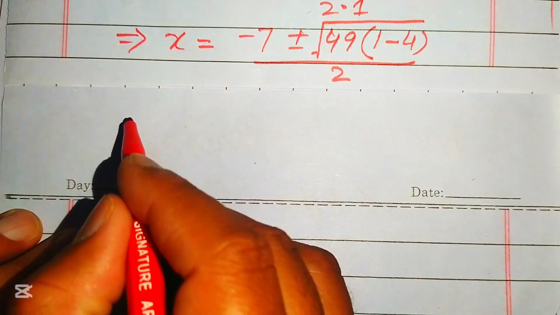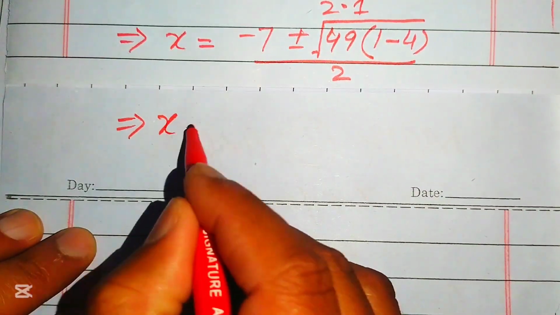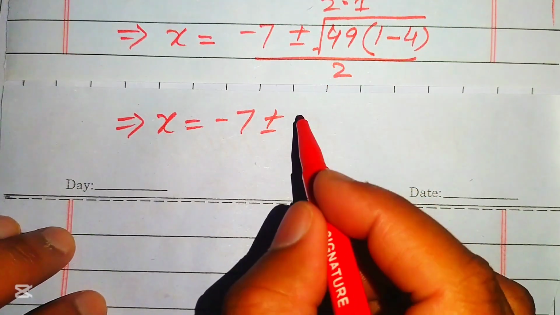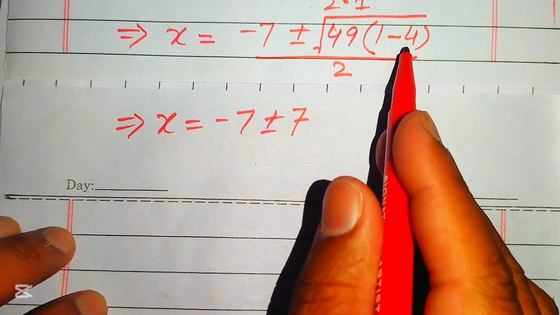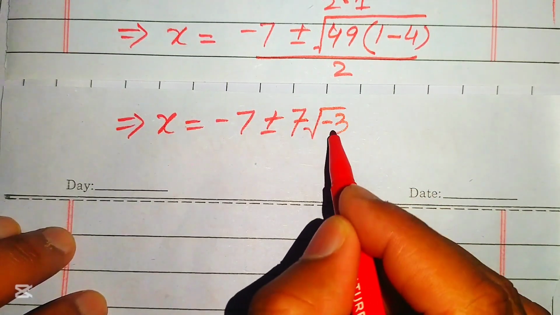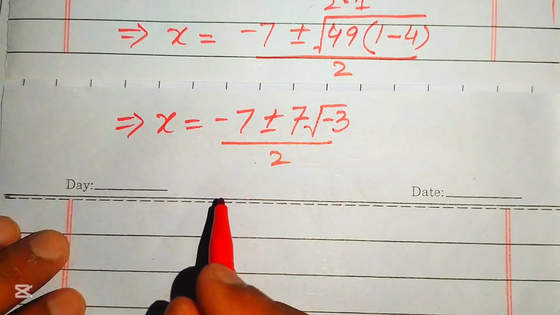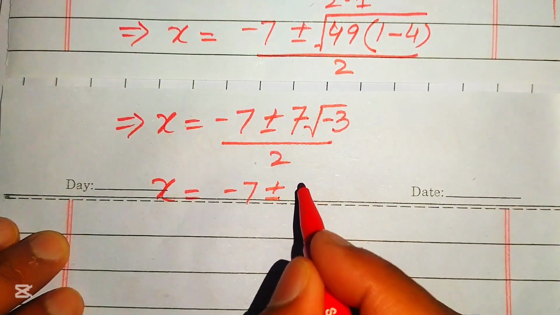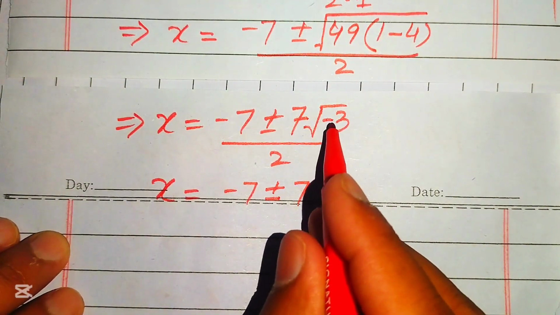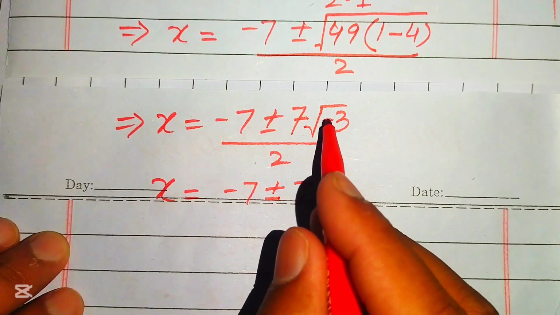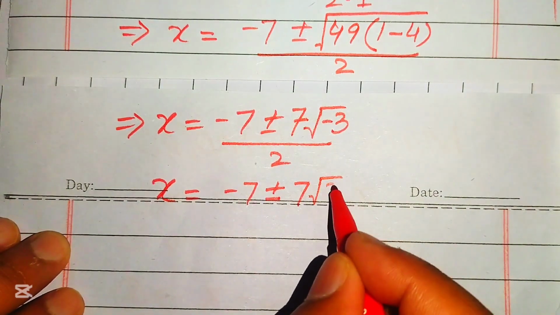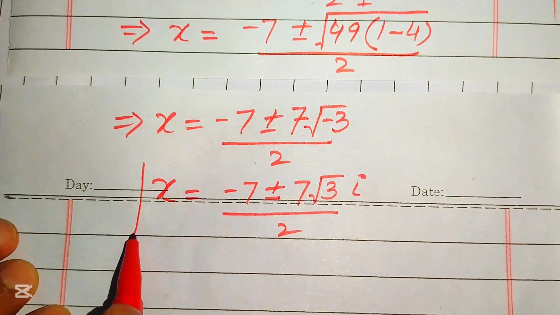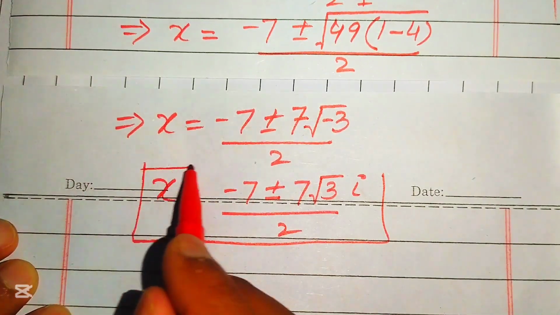And now in the next step we have x equals minus 7 plus or minus. Here we know that the square root of 49 becomes 7. This is 1 minus 4, which becomes the square root of minus 3, divided by 2. So finally the two values of x are minus 7 plus or minus 7 times... Here we know that when a negative sign appears inside the square root, it becomes iota, divided by 2. So these are the first two complex roots of the given equation.